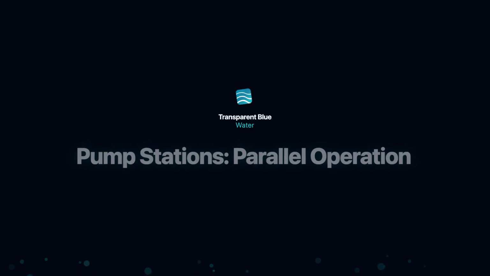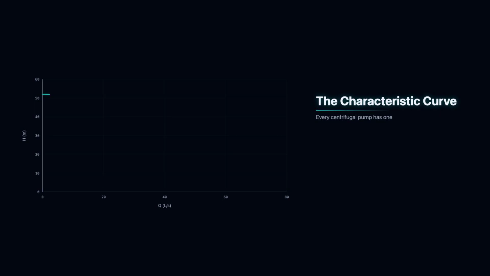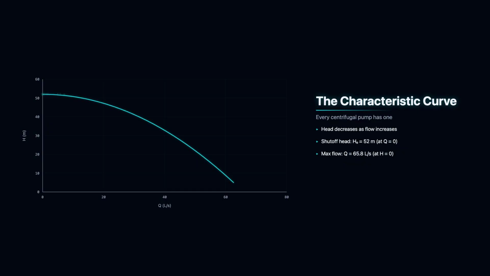Pump stations, parallel operation. How multiple pumps combine to increase flow capacity. Every centrifugal pump has a characteristic curve. Head decreases as flow increases. At zero flow, the pump reaches its shutoff head, 52 meters. As flow increases, head drops following H = a − B·Q². This is the fundamental relationship between head and flow.